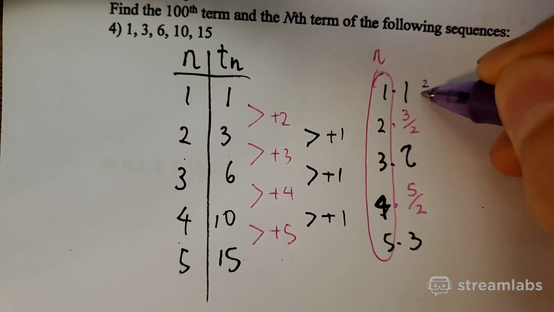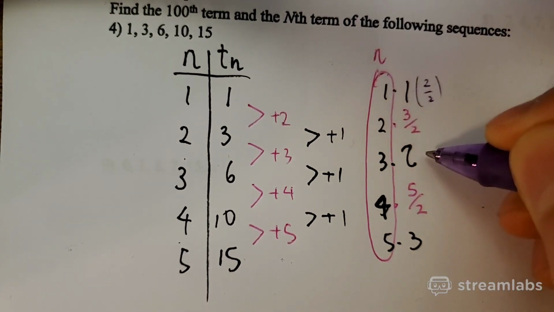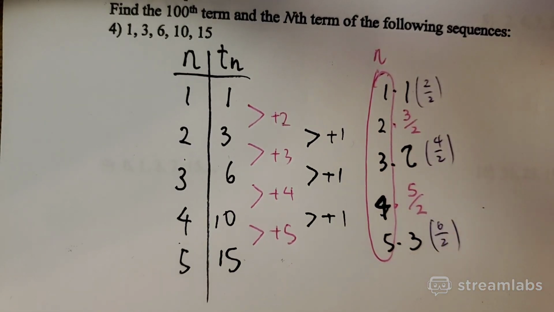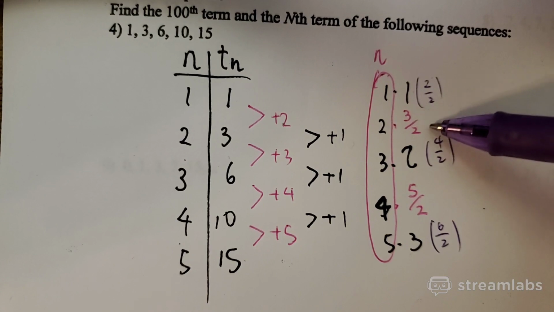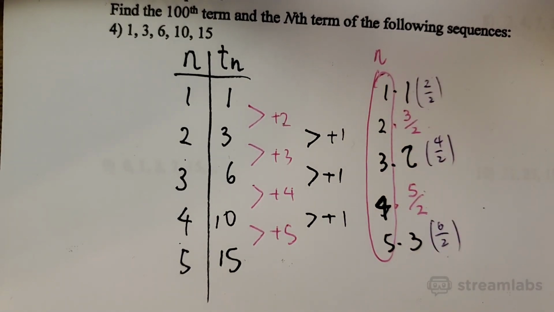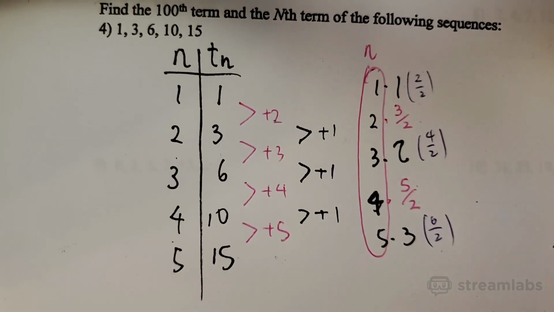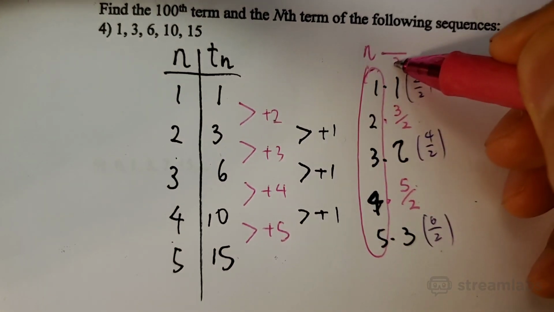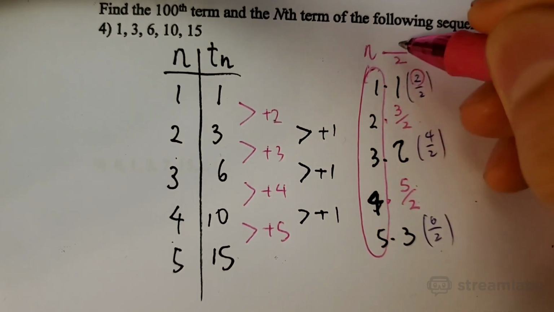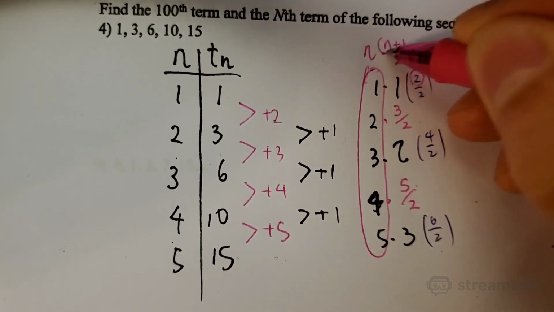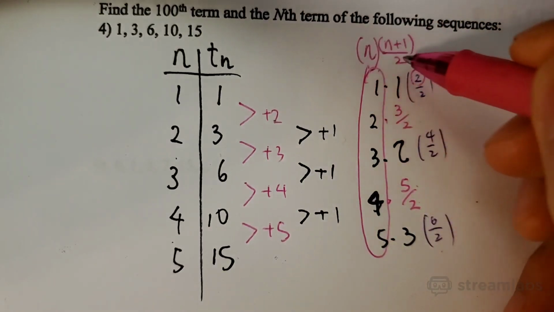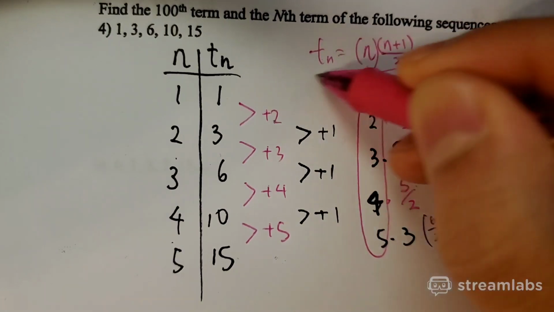So 1 is 2 over 2, right? 2 is 4 over 2. 3 is 6 over 2. Now do you see a pattern? 2 over 2, 3 over 2, 4 over 2, 5 over 2, 6 over 2. So isn't that something over 2? But that something is 2 over 2 to start, not 1 over 2 to start. So we do n plus 1 over 2 times n. And that is your general term. Tn equals this.